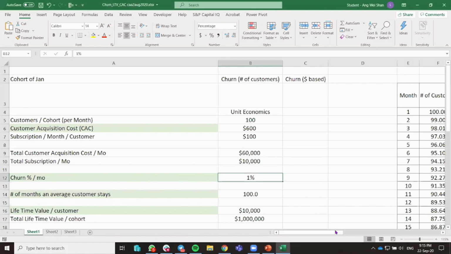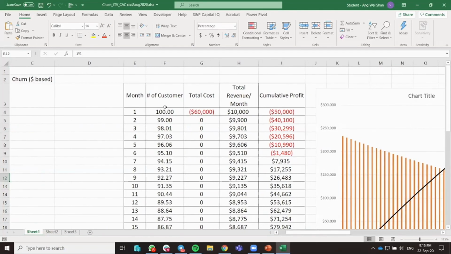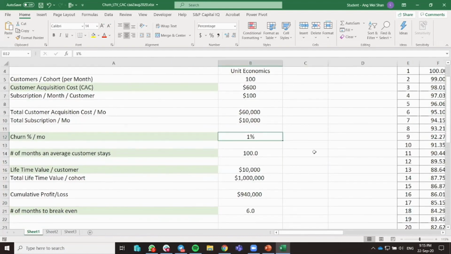All right, great. So let's assume a 1% churn. Meaning maybe in the first month you have 100 customers. So in month 2, you have 99, month 3, 98, 97, 96, 95, and so on and so forth. So that's how I got 100 here, 99, 98, 97, and so on. And next, after I assume a churn of 1%, there's another thing here.